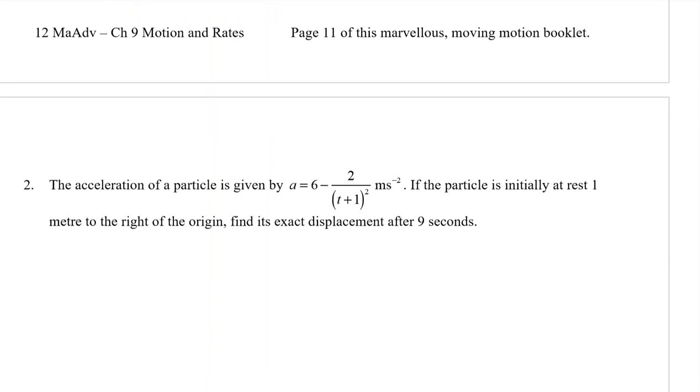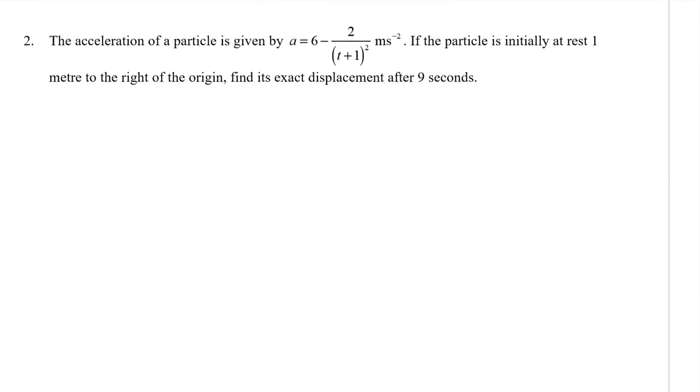Okay, on to question 2. The acceleration of a particle is given by that lovely equation there. If the particle is initially at rest, 1 meter to the right of the origin, find its exact displacement after 9 seconds. So again, all that later information is to work out extra stuff, but we need to start with our acceleration equation, and we need to get through to a displacement, because the final thing down here is talking about displacement. Okay, so I'm going to have to integrate it the first time to get the velocity equation.